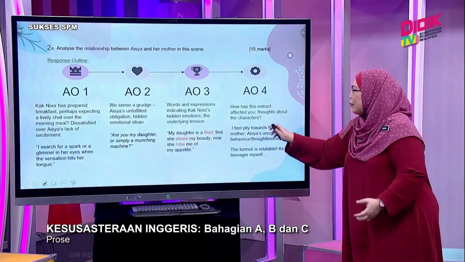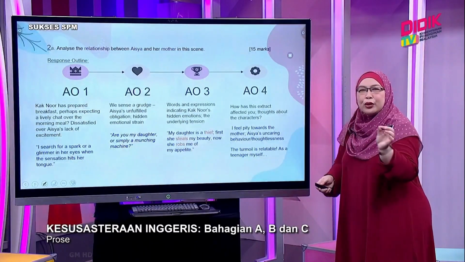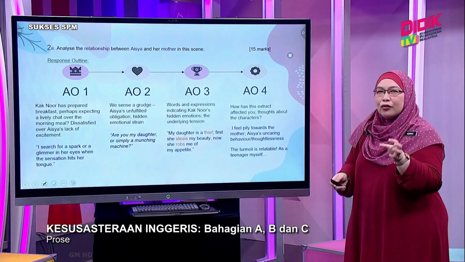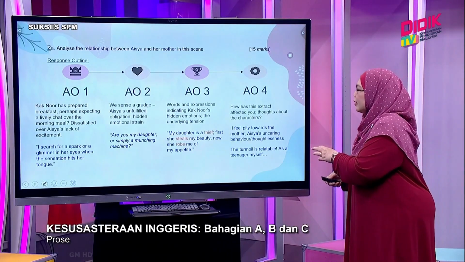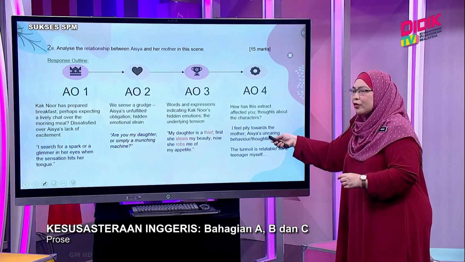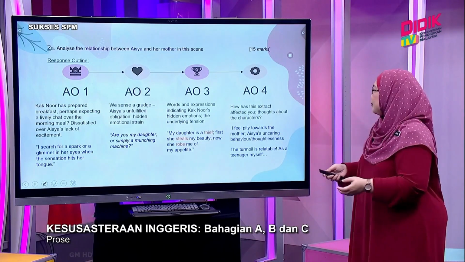And when she says, my daughter is a thief, first she steals my beauty, now she robs me of my appetite, that's your AO3. Why did the author use these words, a thief who steals and robs? No mother would describe her own child like that, isn't it?